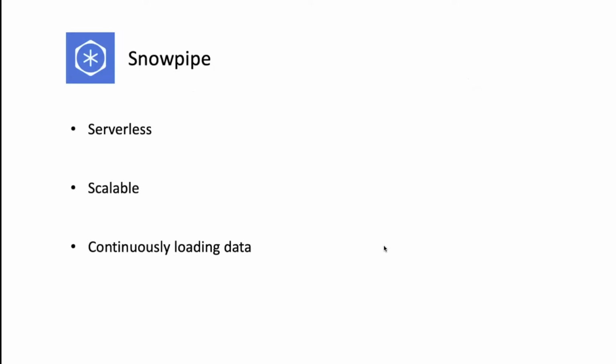First, let's talk about Snowpipe. Snowpipe is a serverless, scalable, and optimized data ingestion utility provided by Snowflake for continuously loading data into Snowflake tables. It's especially useful when external applications are landing data continuously in external storage locations like S3 or Azure Blob, which needs to be loaded in Snowflake as it arrives.